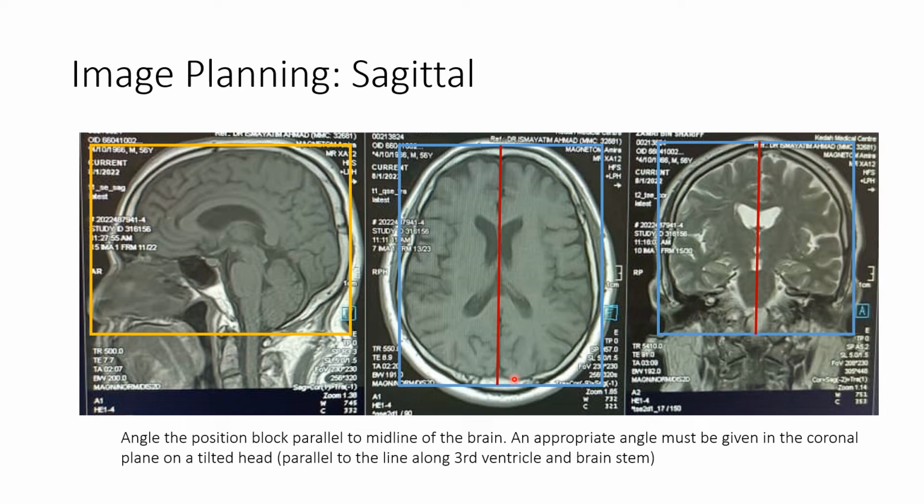An appropriate angle must be given in the coronal plane on a tilted head. So the blue box must cover the whole brain in the coronal images, and the box and the red line parallel along the third ventricle. This is the ventricle and brainstem. This is how we plan the sagittal.